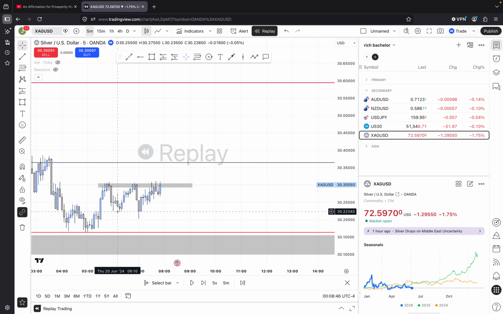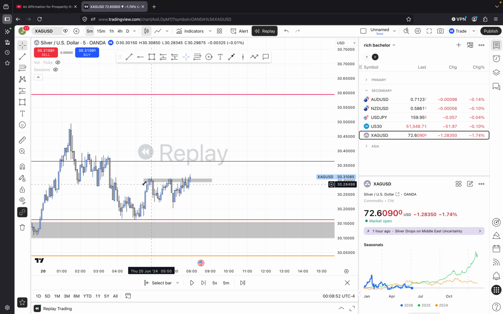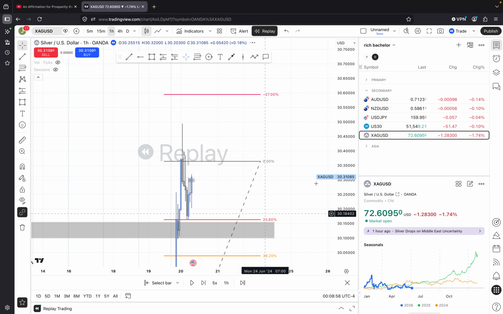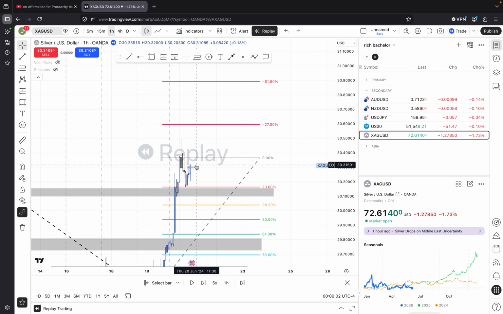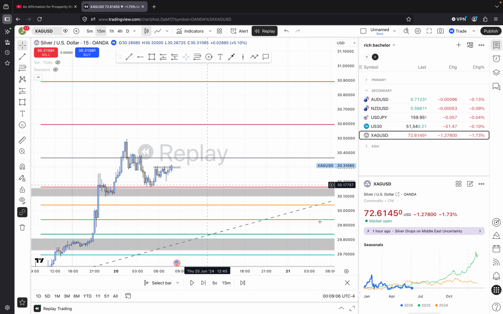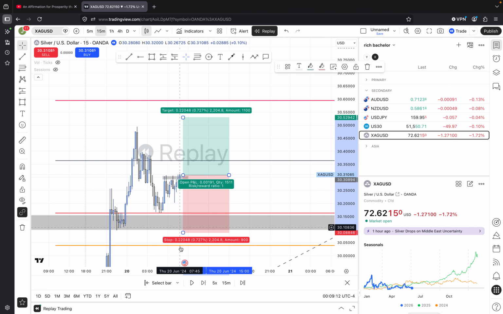Okay, we still have these equal lows right here. All right. Now let's cycle. Okay, not bad. All right. I feel confident in this. Where's my stop loss going to be? Obviously, it's going to be right there. Yep.